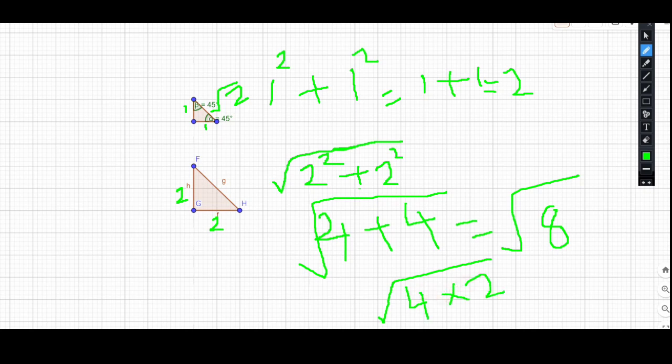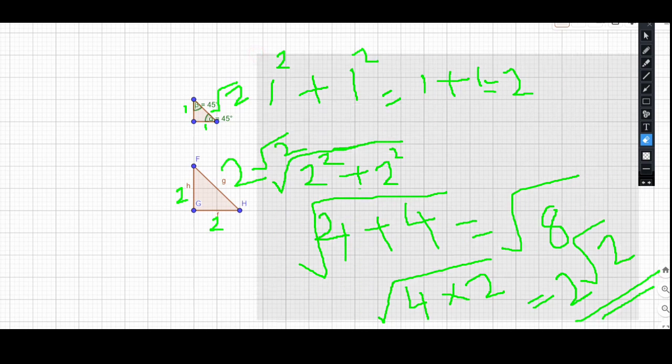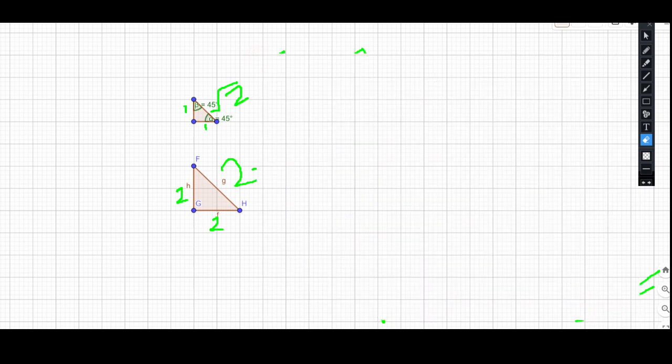Root of 4 into 2, and root of 4 is 2. We don't know the root of 2, so we write it as root 2. So that is equal to 2 root 2. So the hypotenuse is equal to 2 root 2. Here, if the sides are 1 and 1, then the hypotenuse is root 2. If the sides are 2 and 2, then the hypotenuse is 2 root 2.